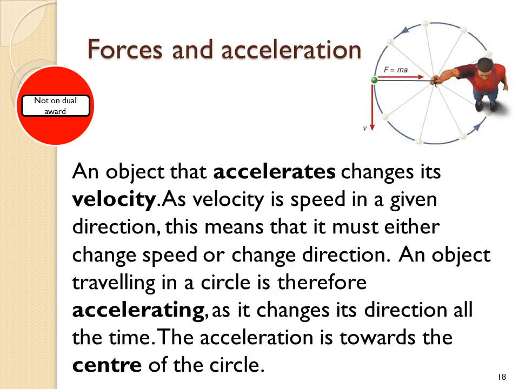An object that accelerates changes its velocity. As velocity is speed in a given direction, this means it must be either changing speed or changing direction. An object travelling in a circle is therefore accelerating, as it changes direction all the time. The acceleration is towards the centre of the circle. The velocity at any one point is at a tangent to the circle, and the acceleration is always along the radius of the circle.